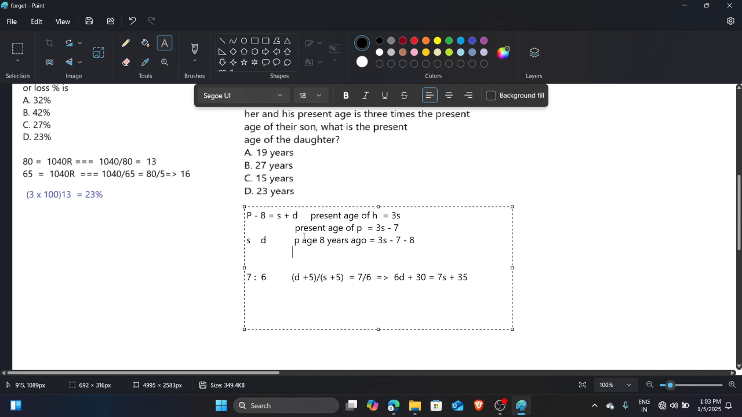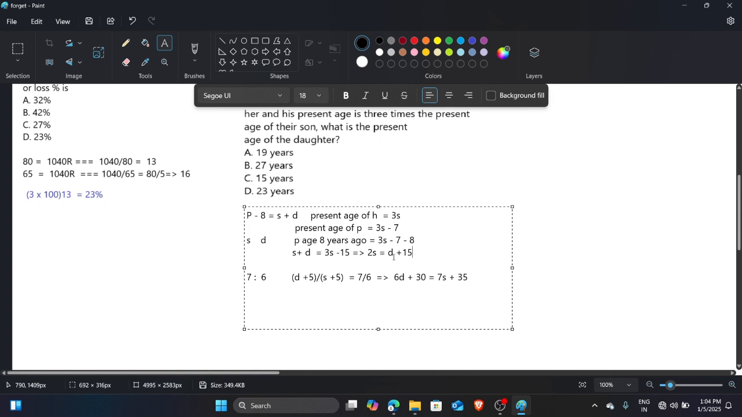s plus d is equal to nothing but 3s minus 15. Adding 7 and 8, the equation is converted to what? You can see that 2s equals, because this goes this side, so 2s. Now the 15 goes this side, so d plus 15. Yeah, so from here we get the value of s.